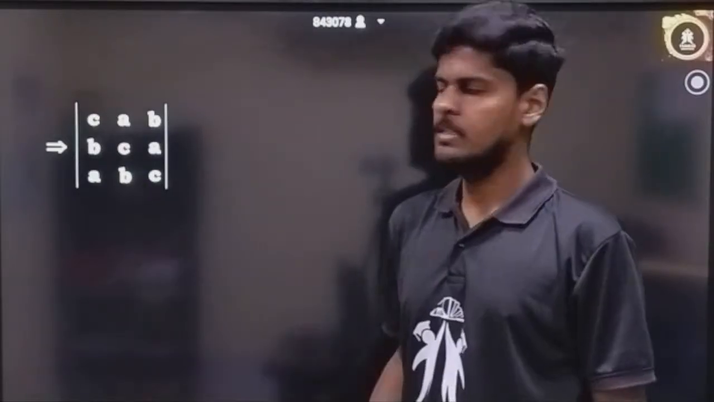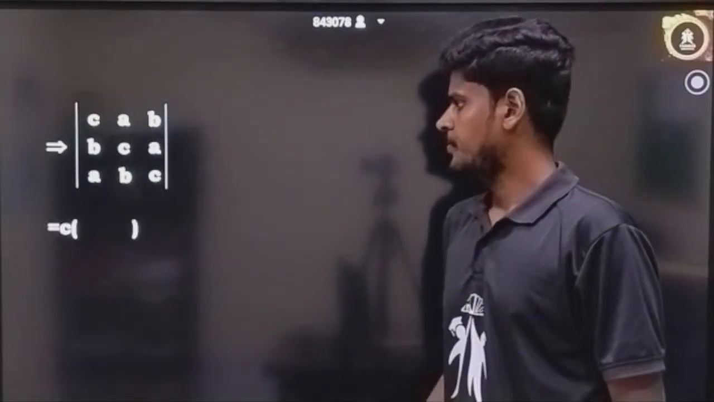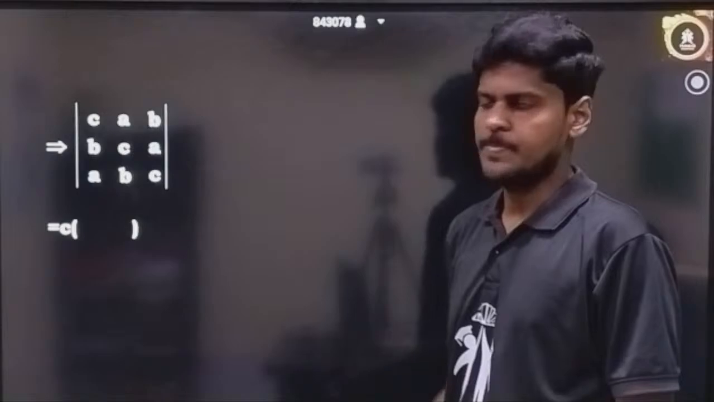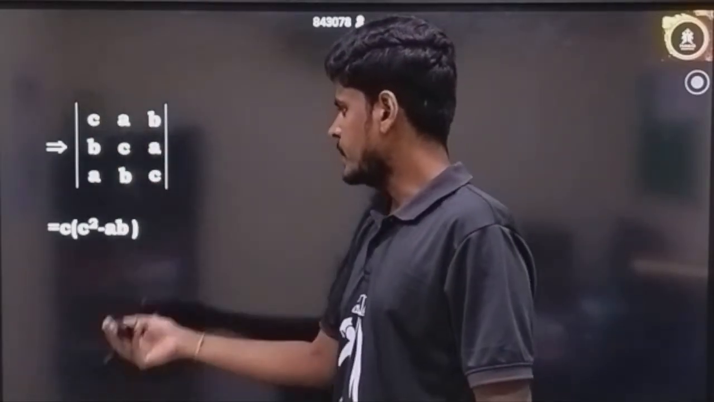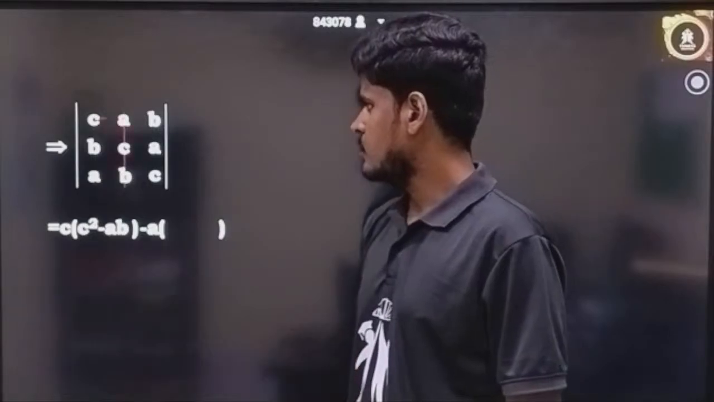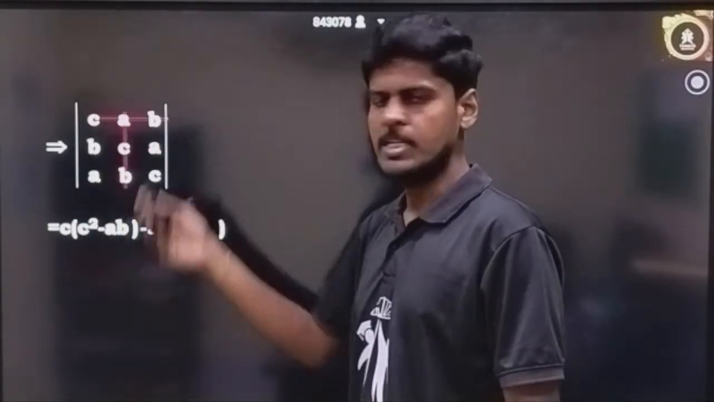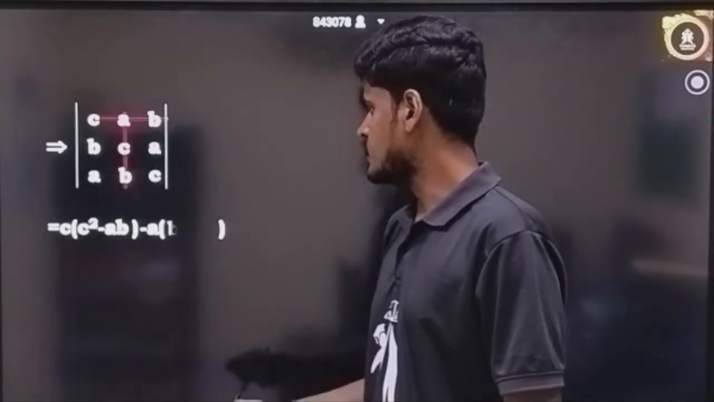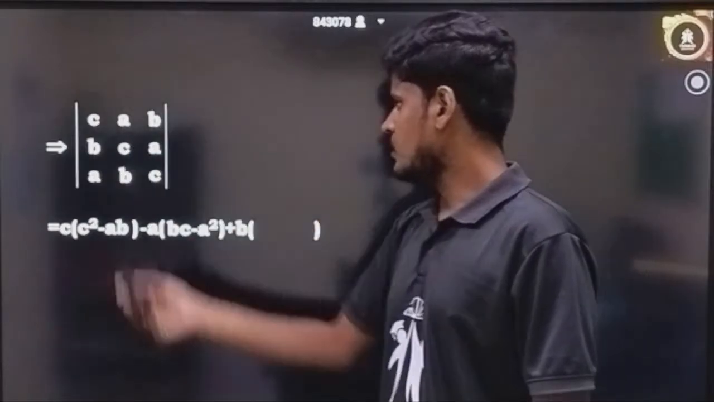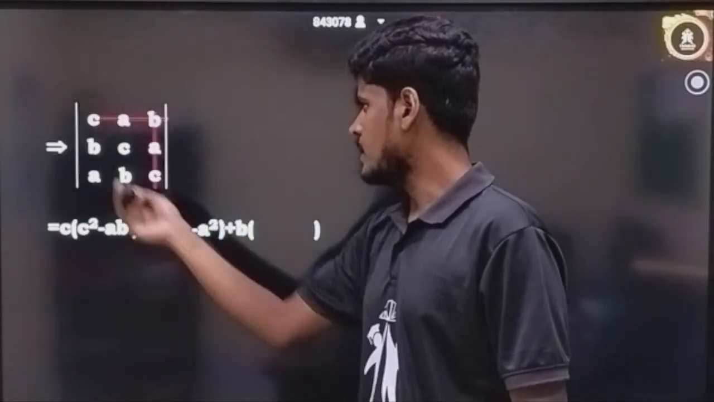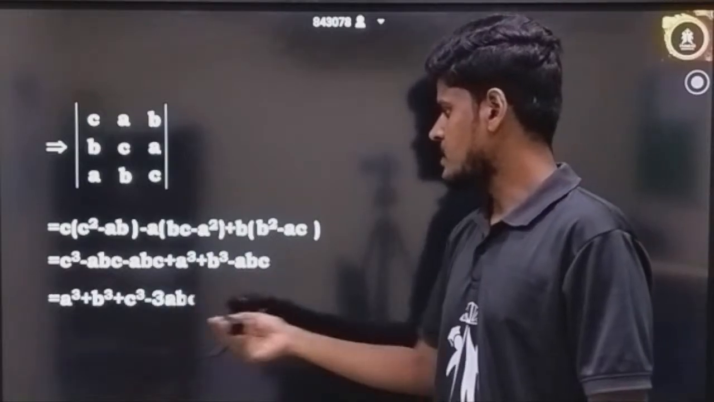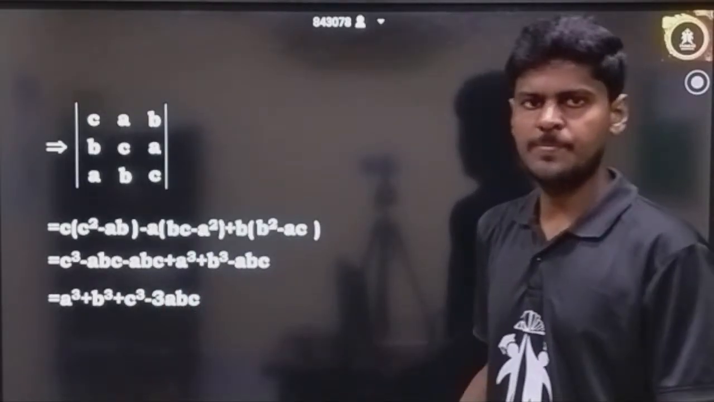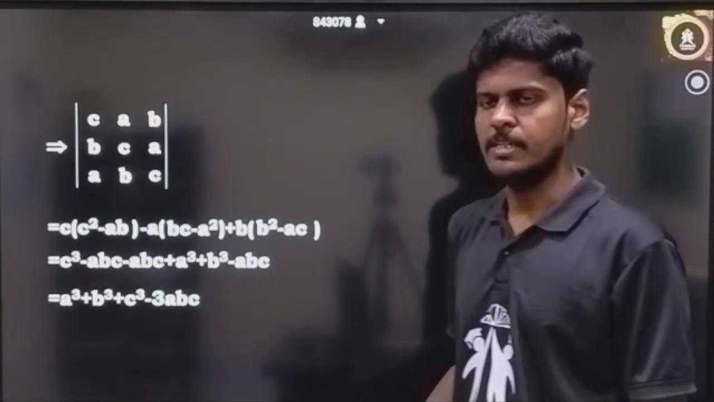Now we will expand this. It is easier to expand as there is only one term in this expansion. C into C square minus AB, minus A into, leave these two rows and column, BC minus A square, plus B into, now leave this row and column, B square minus AC. So the final expansion becomes A cube plus B cube plus C cube minus 3ABC.